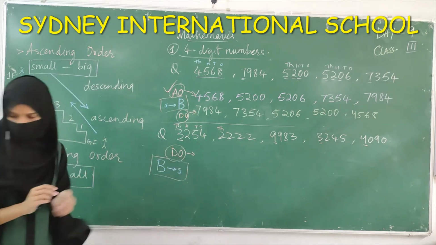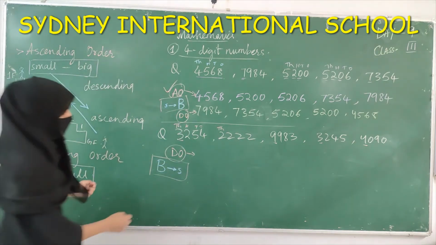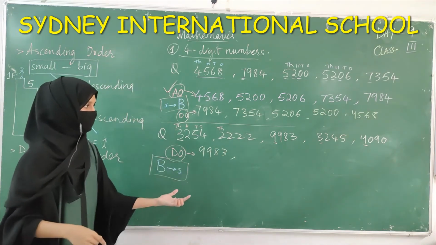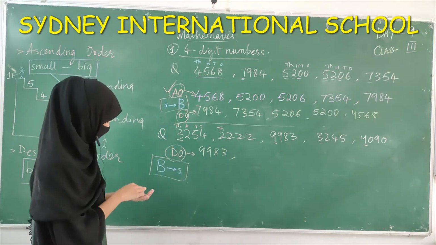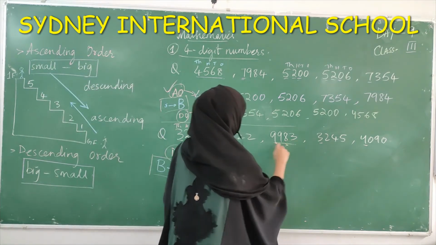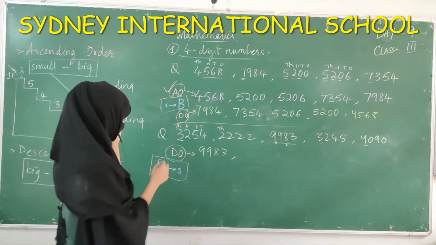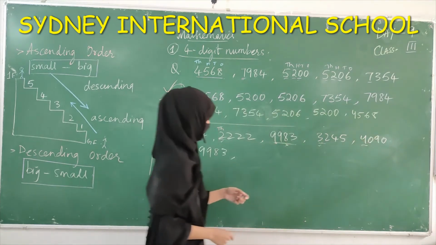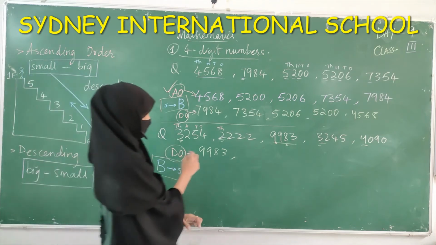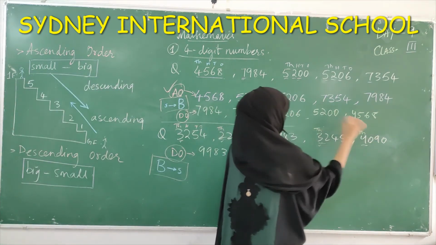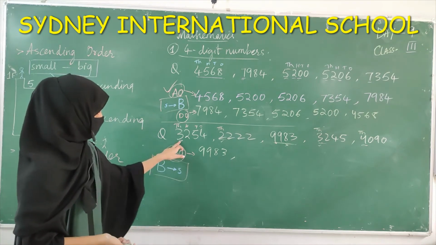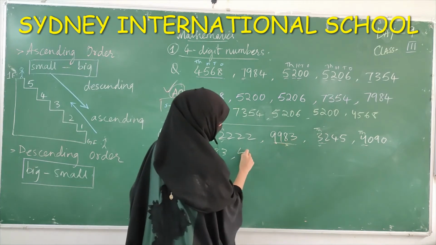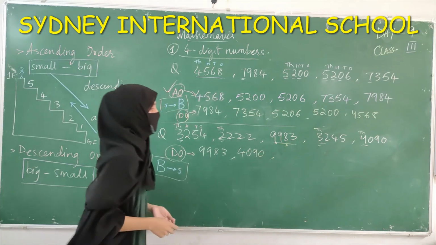So first we will write this number, 9,983, our biggest number. Now we'll write the next one. Okay, 9 is over. This is done. Now the next biggest number we have to write. Here we have 3, here 2, here also 3, here 4. Now which is the biggest number? Only the thousands place we are seeing right now. Which is the biggest? 3, 2, or 4? 4 is bigger. So we'll write that number: 4,090 will be the next biggest number.